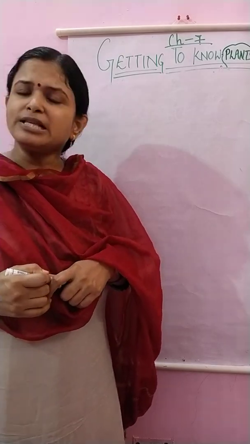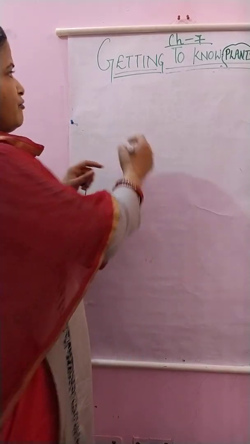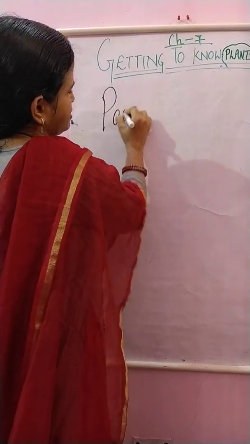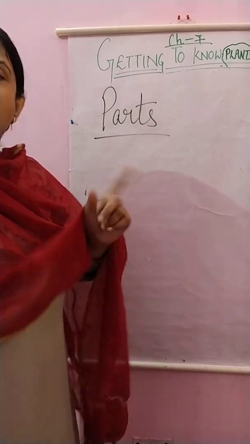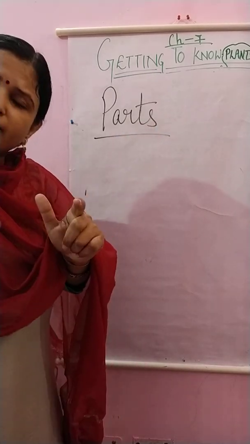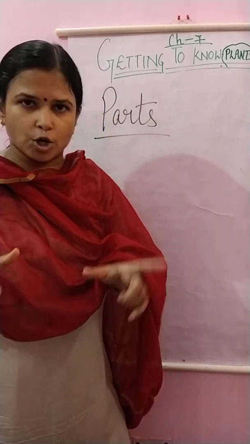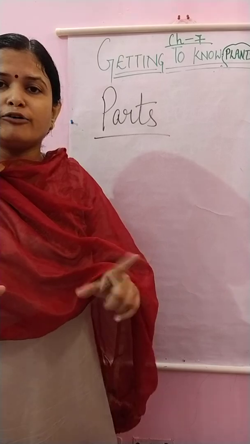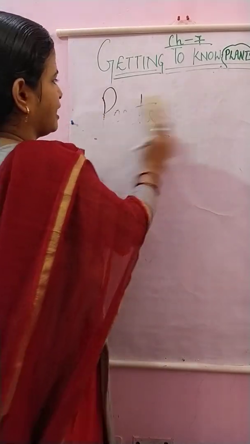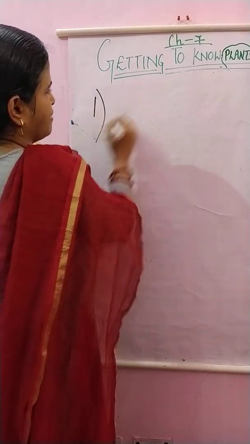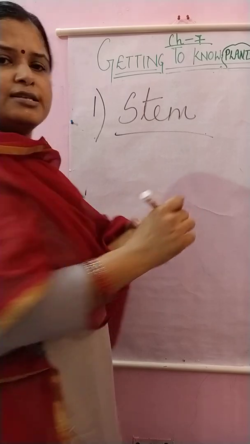Now we will study different parts of a plant, and one by one we will take each and every part and study their functions also. The first part of a plant that we will take is the stem. First we'll study about the stem.